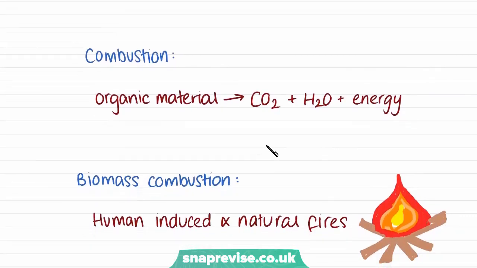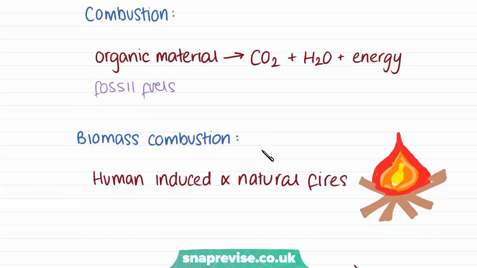Then we have combustion, and the process of combustion releases carbon in the form of carbon dioxide from organic material when it is burned, and this process also releases water and energy. So, for example, this is the combustion of fossil fuels, which are burnt, for example, in cars, petrol, to release energy, and this releases carbon dioxide. We also have biomass combustion, which is the burning of things like wood and plants. This is normally human-induced, but we can also get natural fires, and here the carbon is being released from being stored within the wood back into the atmosphere when the wood is burnt.